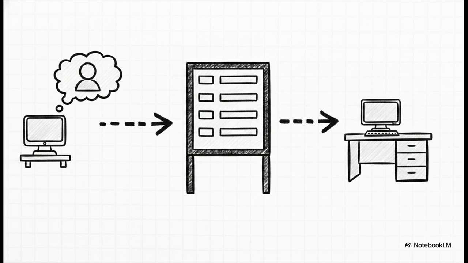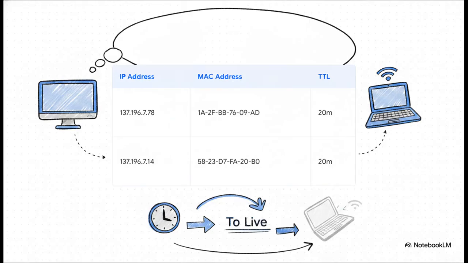Imagine you know a person's name, that's their IP address. But to deliver a physical package, you need their exact desk number in the building, that's their MAC address. ARP is literally the protocol that lets you look up the name in the building directory to find the desk number. And here is what that directory actually looks like inside your machine. This is an ARP table. You can clearly see the mapping, an IP address perfectly paired with its corresponding physical MAC address.